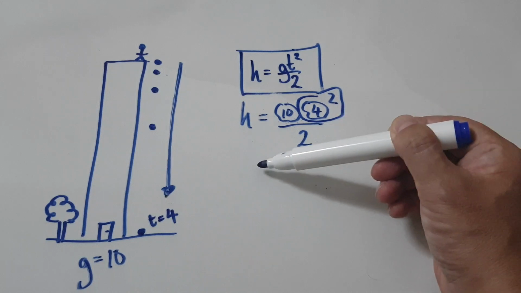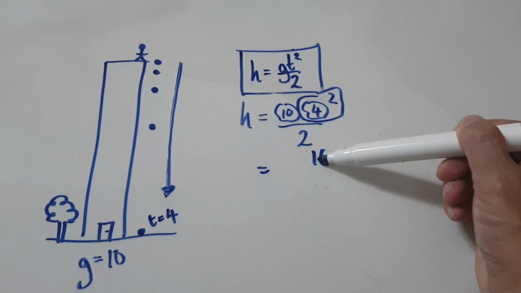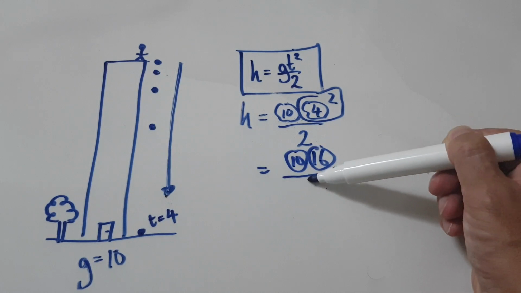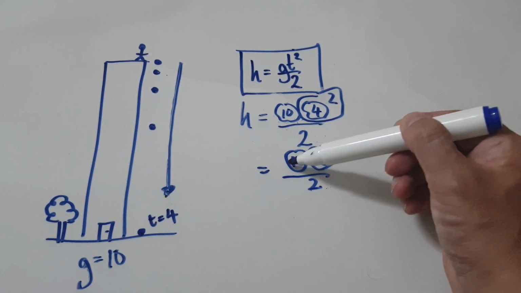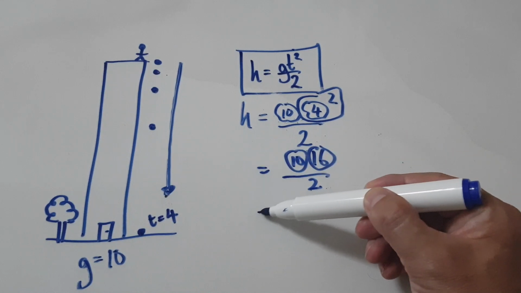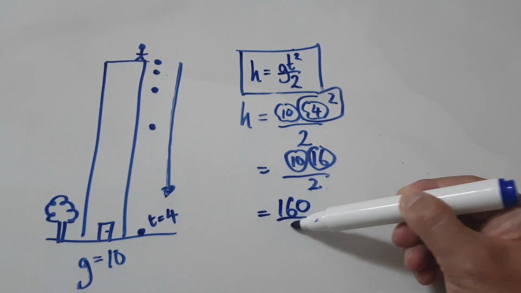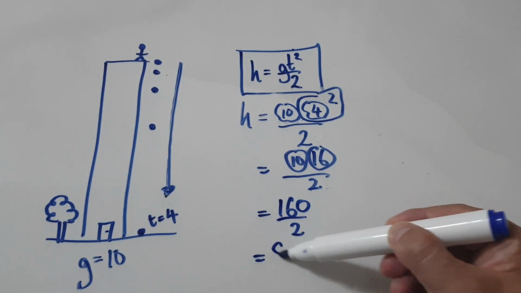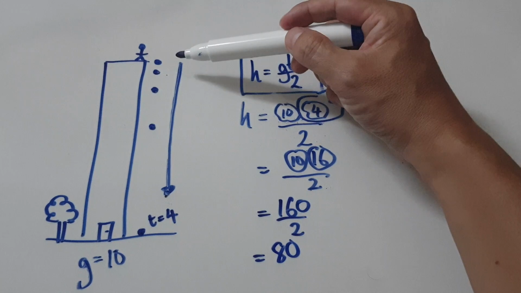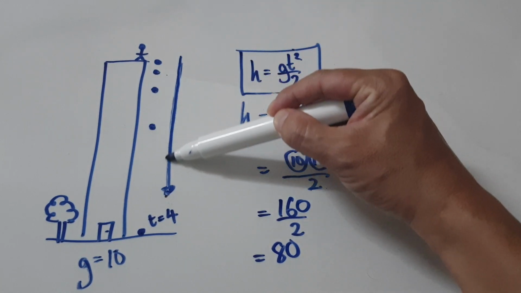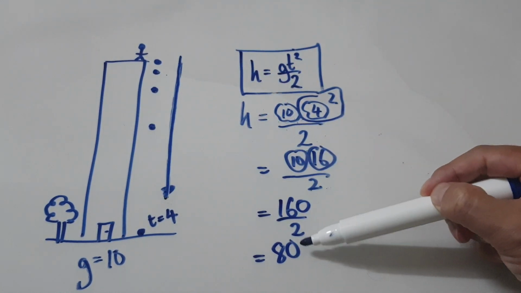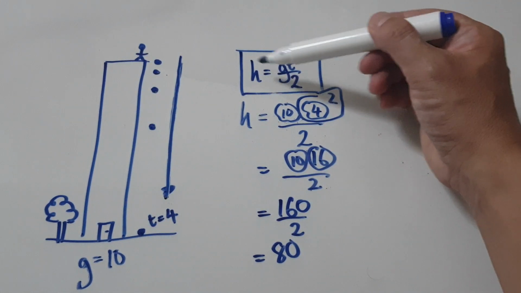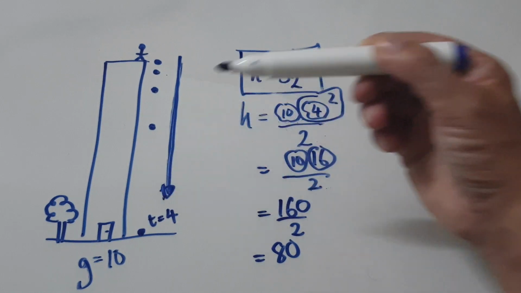So 4 squared would be 16, and then you times 10, and then you divide it by 2. So 16 times 10 will be 160 over 2, which turns out to be 80. So after 4 seconds, the distance traveled would be 80 meters. So the height of the building is also 80 meters. Okay, so with this formula, you can work out the distance traveled.